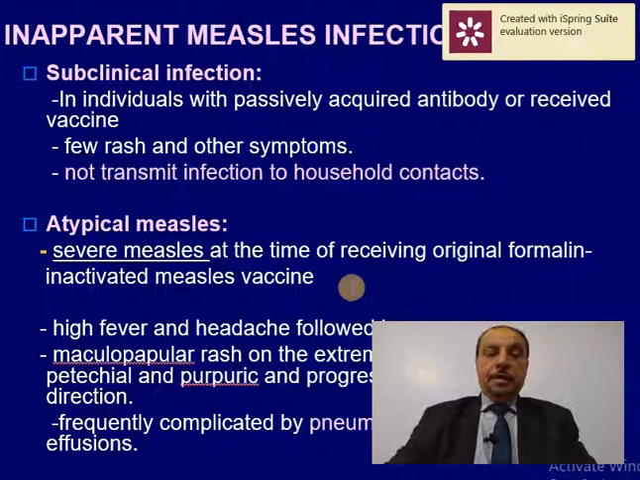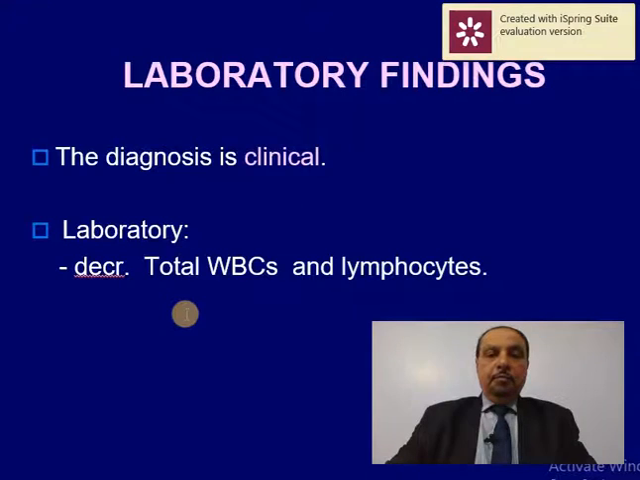Now I think this vaccine is no longer available, and it is replaced with a vaccine with fewer complications. In atypical measles, there will be high fever, headache, followed by maculopapular rash in the extremities, which becomes petechial, hemorrhagic, purpuric, and progresses in a centripetal direction. So it will progress going to the center of the body, frequently complicated by pneumonia and pleural effusion. So atypical measles is a severe measles, while the subclinical infection is mild measles.